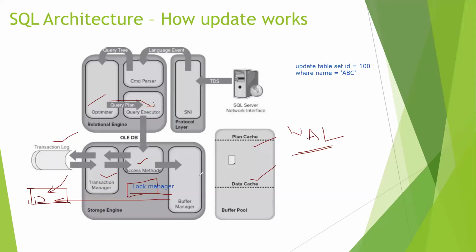At the same time, the buffer manager will update the pages in the cache. Through the access method, the buffer manager will update the data pages in memory and mark these pages as dirty pages. Whatever we discussed, the access method generates a series of logs.